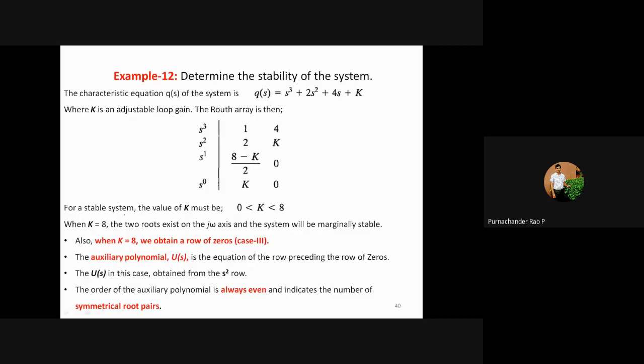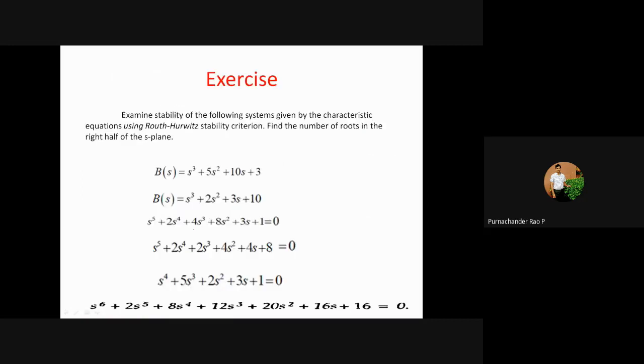Okay, and these are the problems to find the value of k. So for the system to be stable, what must be the range of k? Okay, so we need to find that out. So this can be obtained like this. Different problems, you try to do these problems. If you have any doubts, you can ask.